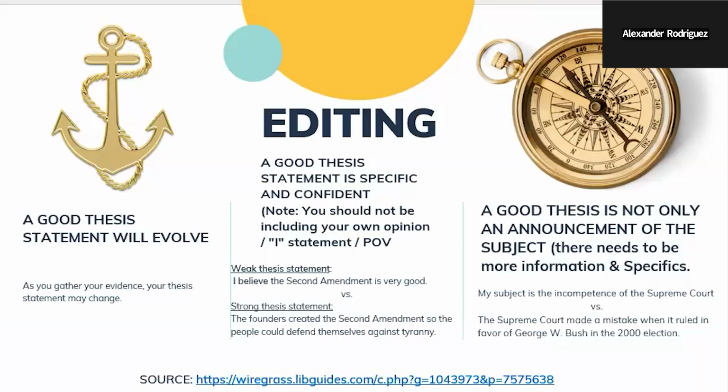Wait, I'm sorry. Can you repeat that, please? Sure thing. So, the founders created the Second Amendment so the people could defend themselves against tyranny. What makes this a strong thesis statement? What makes it strong? It's objective. Right.